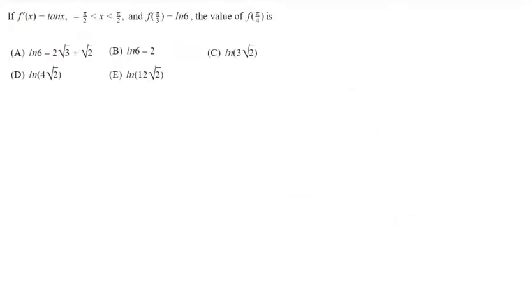So we're given a function f of x, and we know that its derivative is the tangent of x. And we're told that x is between negative pi over 2 and pi over 2, which basically means that f prime of x is a continuous function. And given this initial condition right here, we have to find f of pi over 4. So I'm going to start by writing this down again. F prime of x equals tangent of x. And this is like an initial value problem.